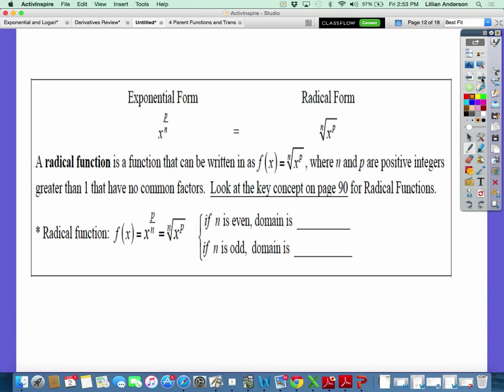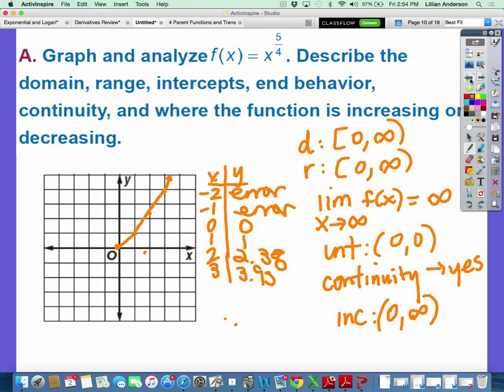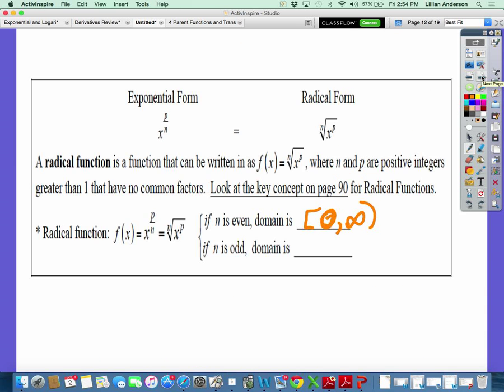even, like 2, 4, 6, what do you think the domain is going to be? Bracket 0 to infinity. And if it's odd? What made you say that? Because of the other one, if the exponent is even. Think about it. The one that we just did, if it is even, it's the same function. And if it's odd, could be all real.